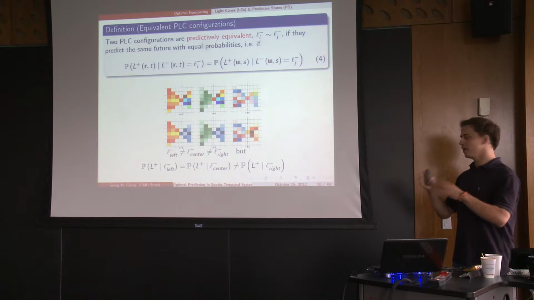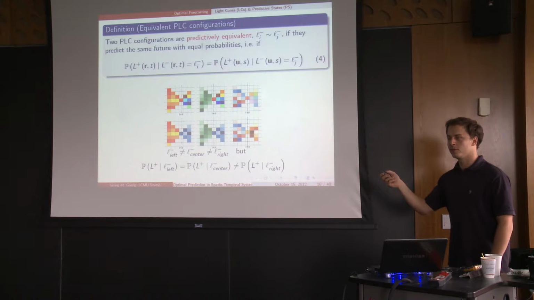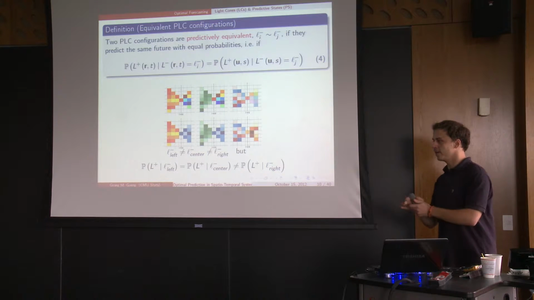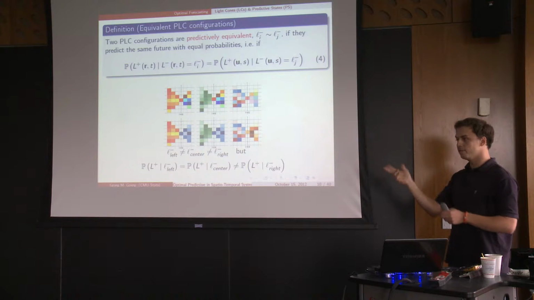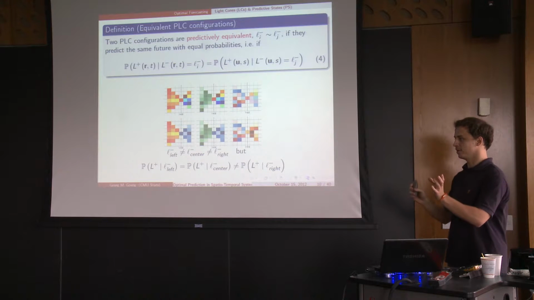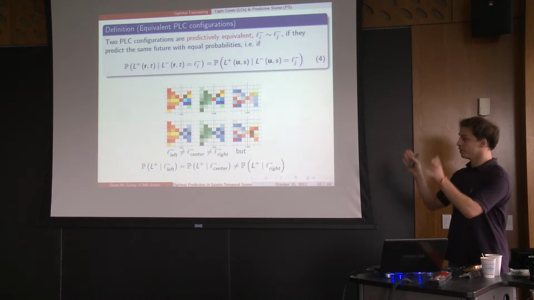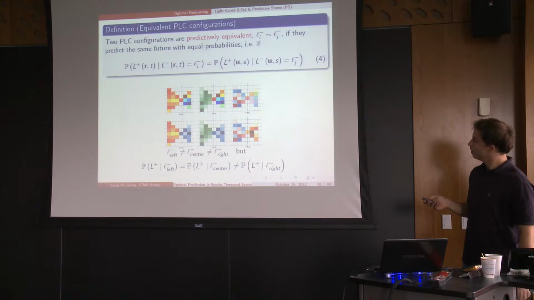So if all I care about is prediction, I don't care that this is orange and green, because they predict the same future. So I can summarize them into one and reduce the problem from 3 past light cones to 2 states, as we'll see. So we reduce the problem from n to a smaller k.